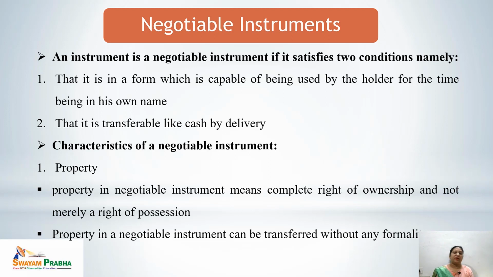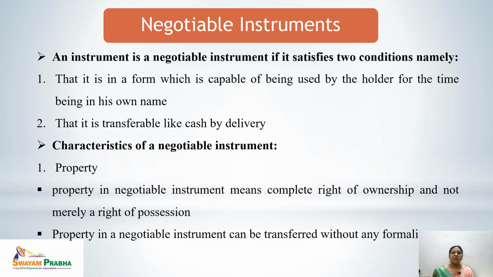There are a few characteristics of a negotiable instrument which make it negotiable. Let's read them. The first one is the property. The property in the negotiable instrument means the complete right of ownership and not merely a right of possession. That means if only possession is being given, let's say I have given you the check just to keep with yourself, this doesn't make the check negotiable. Negotiability means that with the possession of the instrument, the right of ownership is also transferred.